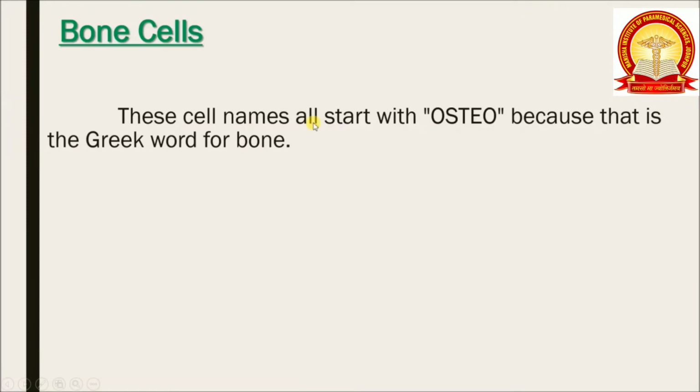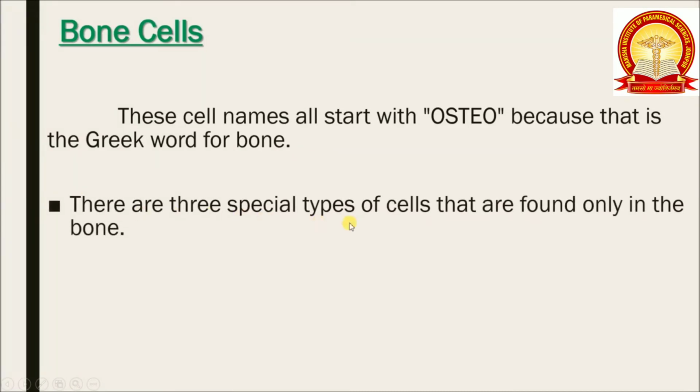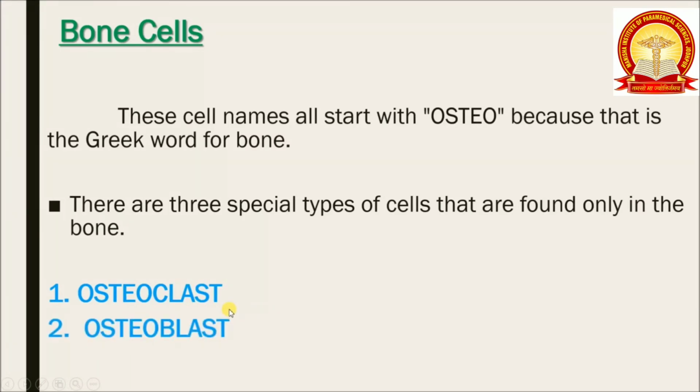These cell names start with osteo because that is the Greek word for bone. There are three special types of cells that are found only in the bone. First is osteoclast, second is osteoblast, and third is osteocytes. So we will discuss in depth one by one. First is osteoclast.